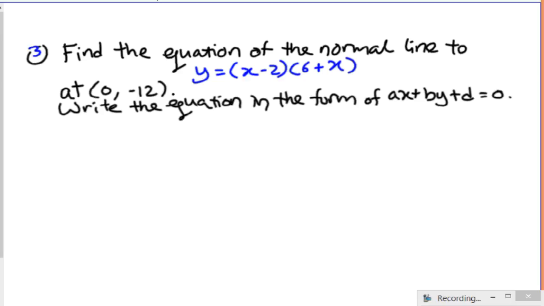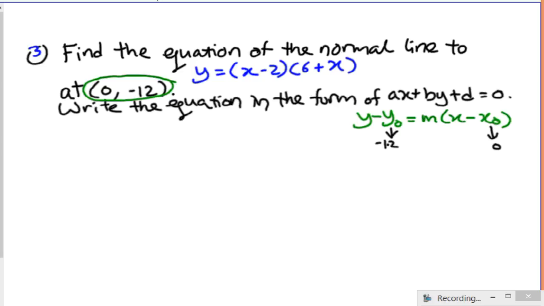So the strategy is exactly the same as before. We're going to use this formula, right? And we need to check whether we have the information for x0 and y0. Luckily we do. Here's the point. That means I know that x0 in this case is 0 and y0 in this case is equal to -12.